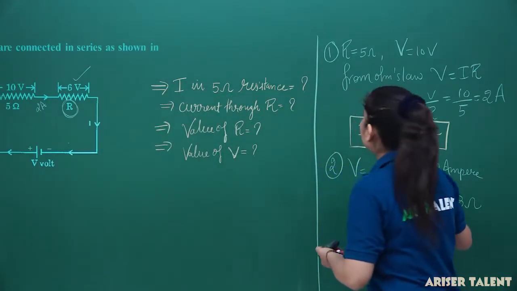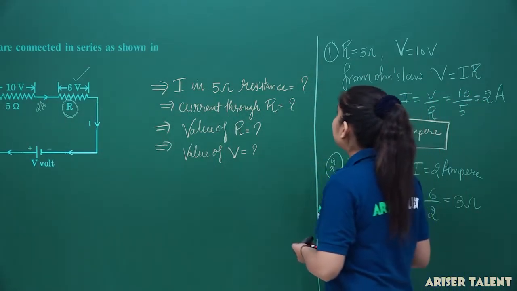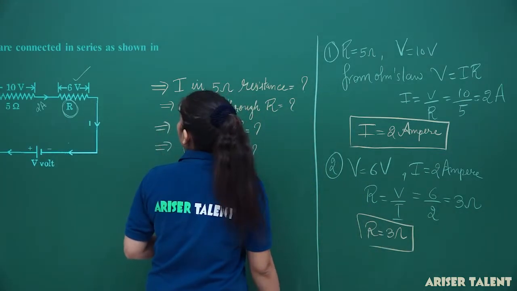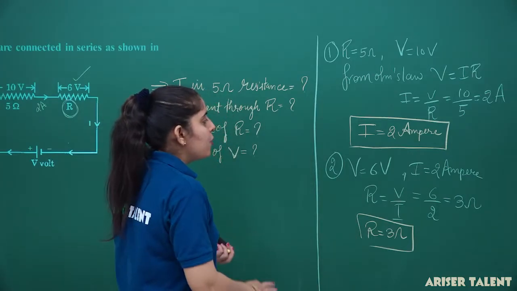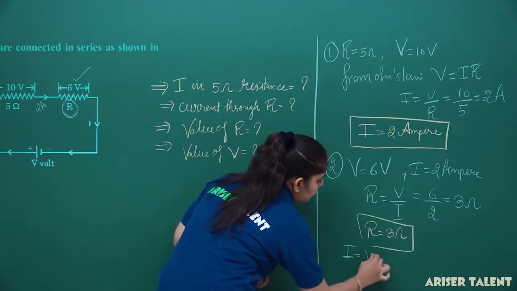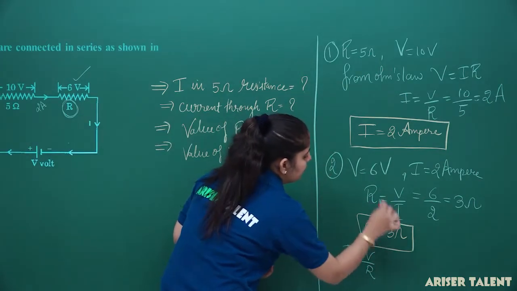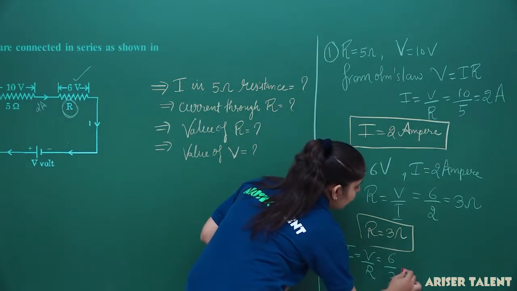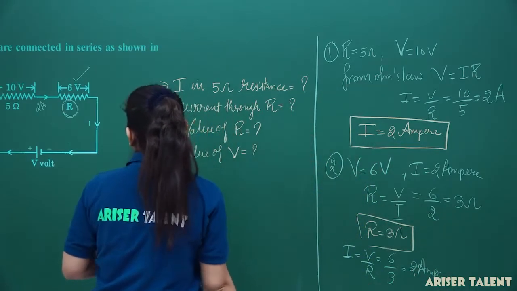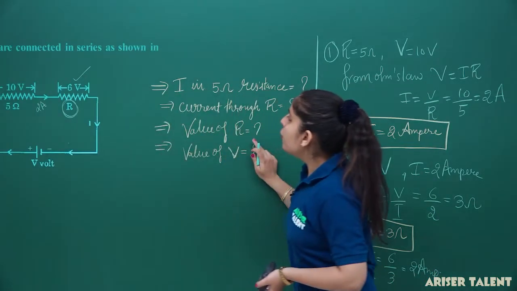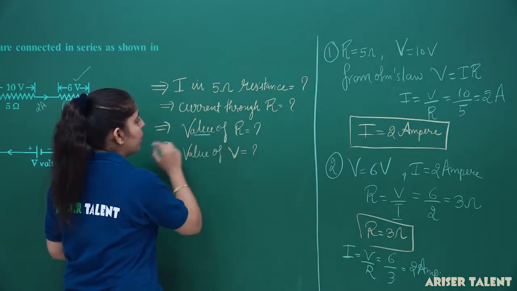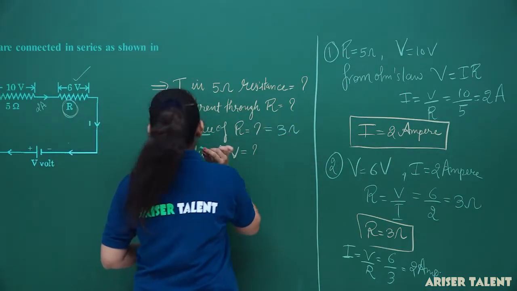But we have to calculate the current through R. We have calculated the resistance here, but if I have to calculate the current through this part, what I will do is use the value of R equal to 3 ohm. Then I is V upon R. V is 6 and R is 3. So, again the current will be 2 ampere here. The value of R came out to be 3 ohm. This is the solution of this part. Value of R equal to 3 ohm we have found out.